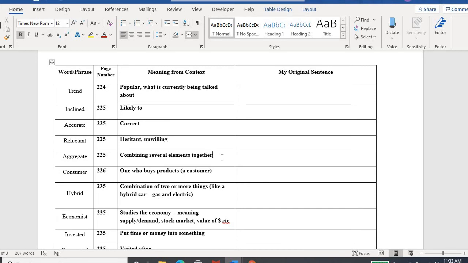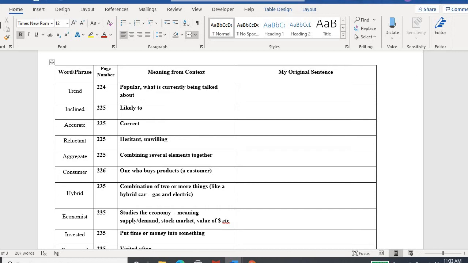Aggregate is when you combine several different elements together. You might hear that when they say we're going to take all these numbers and aggregate them. We're going to combine them together and look at them in one big holistic piece. And then the last one from that particular reading is consumer. Sometimes people like to remember it like a customer, someone who buys products. A consumer is one who consumes a product. They buy, they use, they take advantage of a certain service or product. So those are the words from that reading.